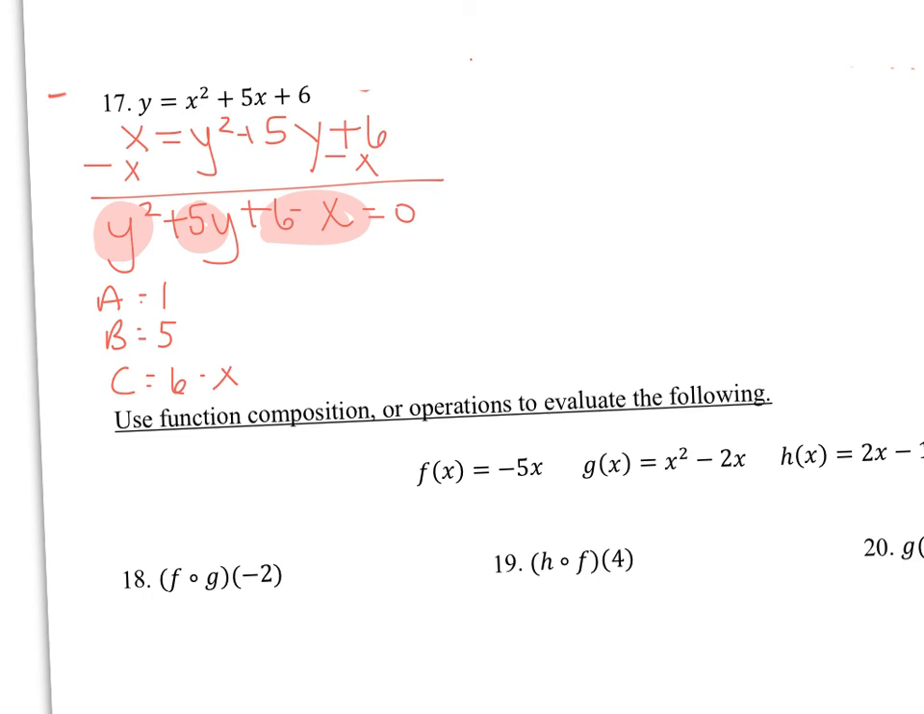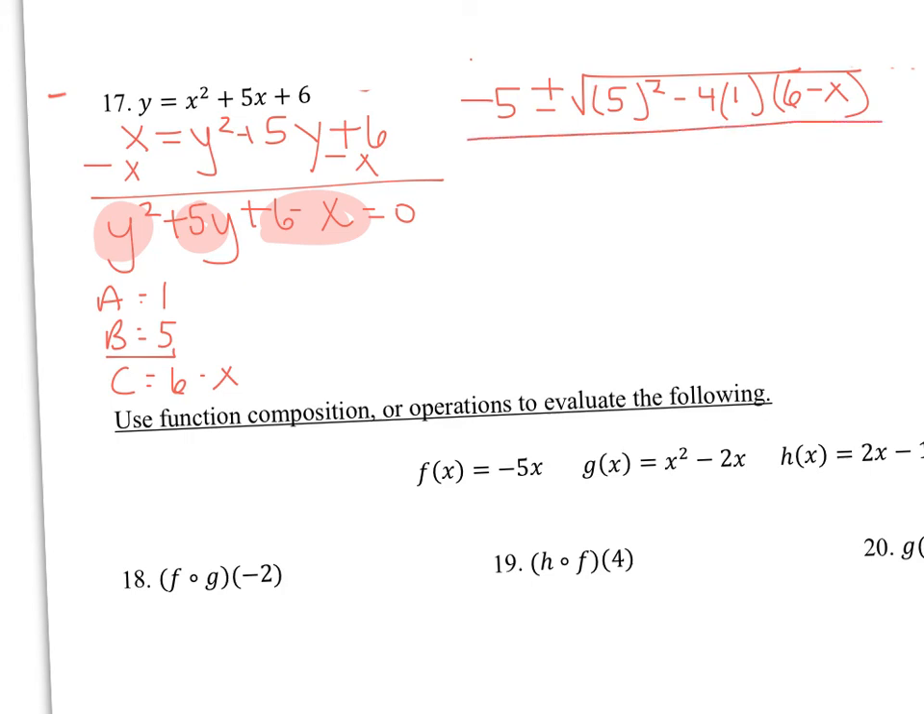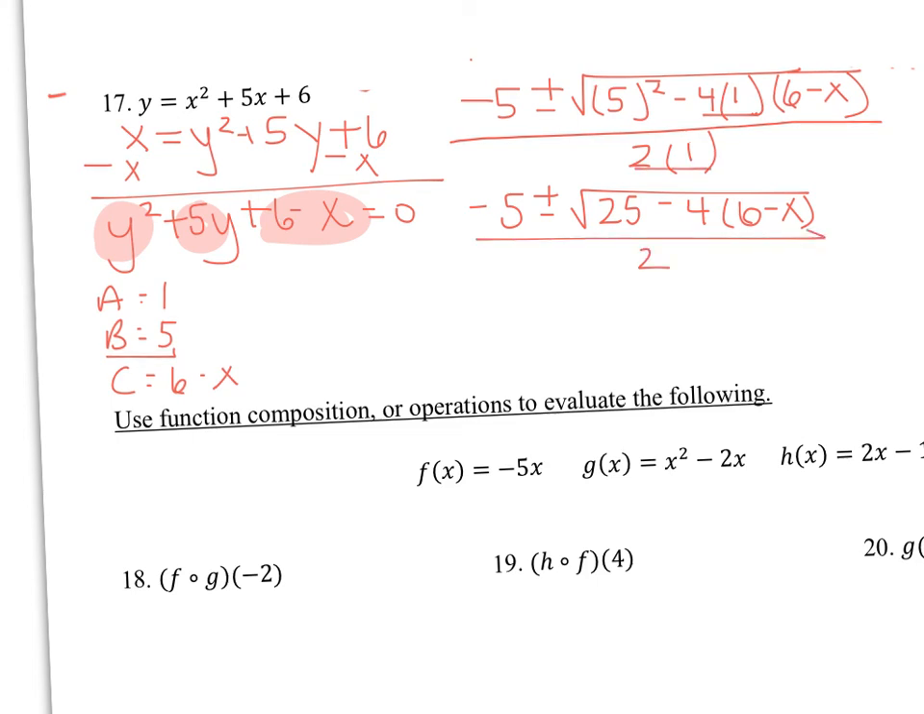So the quadratic formula, the opposite of b, so negative 5 plus or minus the square root of b squared, which is 5, minus 4 times a, which is 1, times c, which is 6 minus x, all over 2 times a, which is 1. So clean up what I can. 5 squared is 25. 4 times 1 is 4. And 2 times 1 is 2.